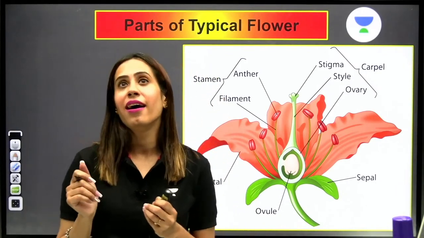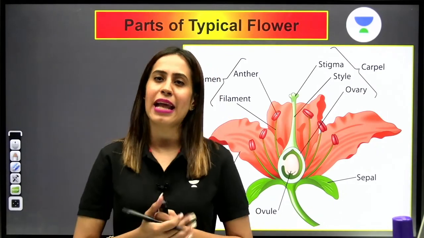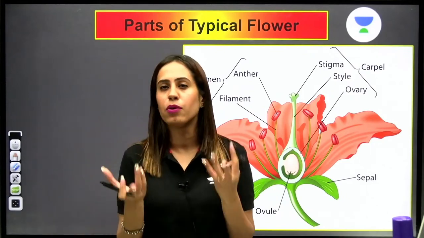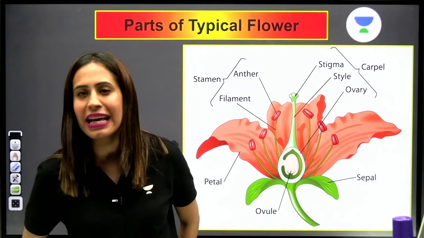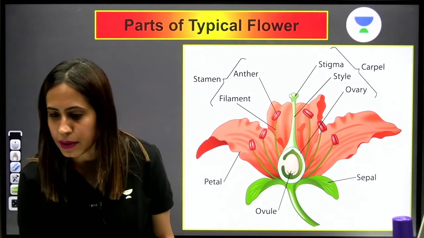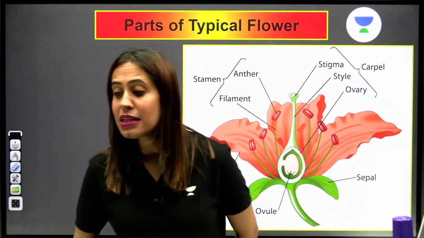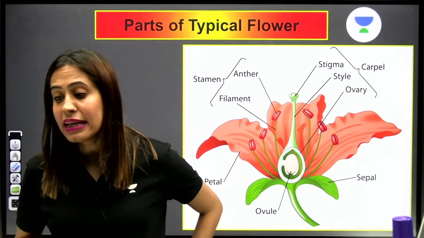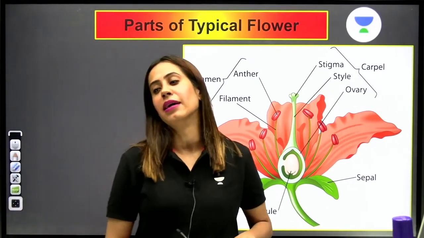So now tell me, the four whorls are present on what part? I'll give you a hint. What is the edible part in apple? What do you eat in apple? Can you please tell me the edible part in apple? Yes, it is thalamus.